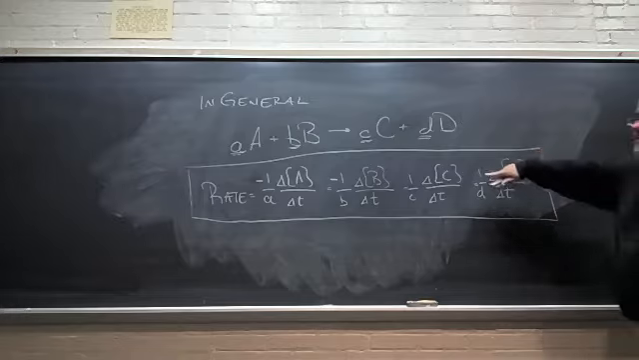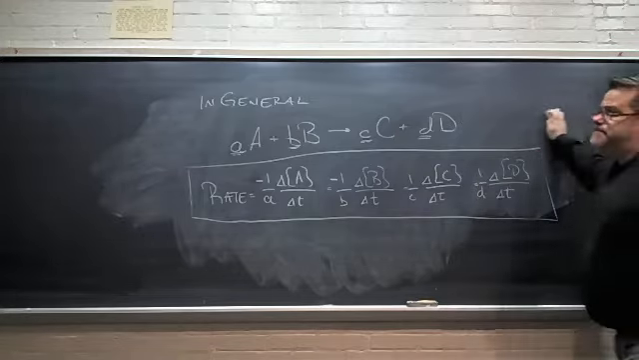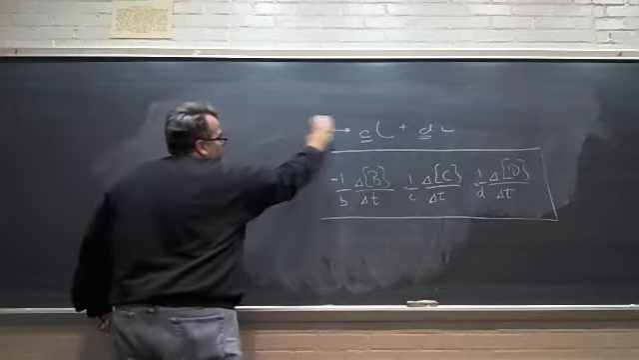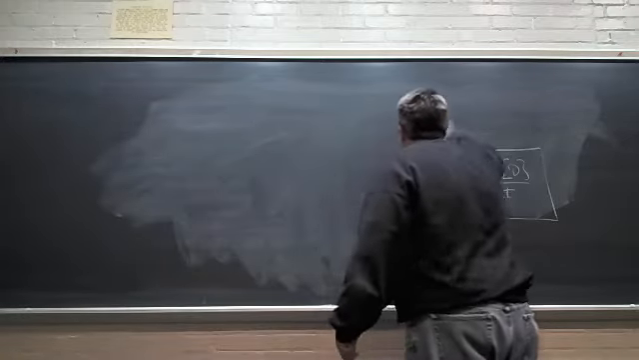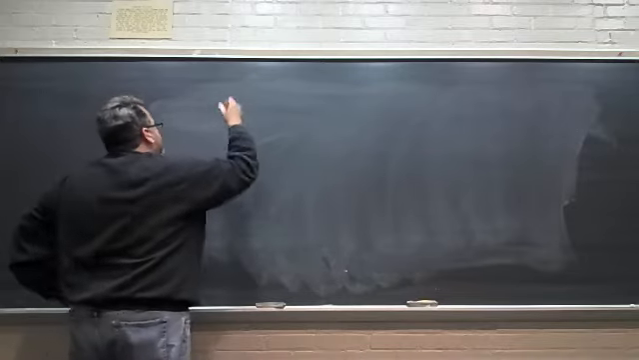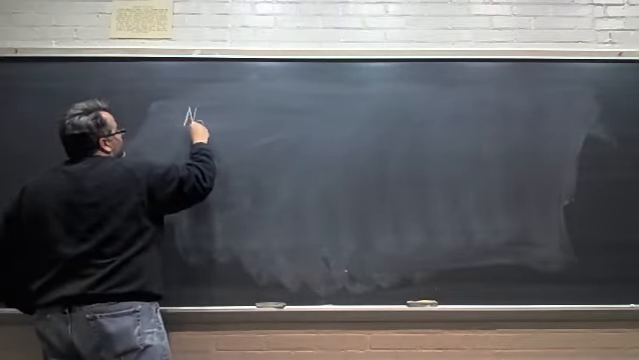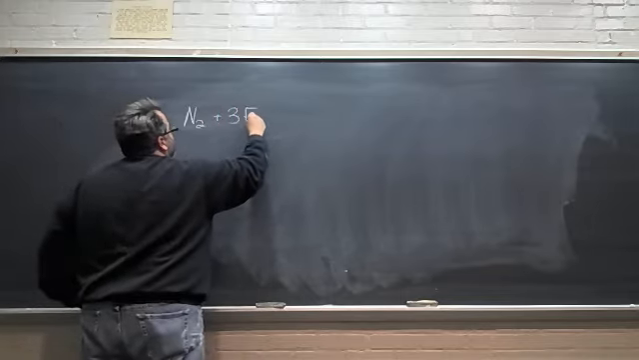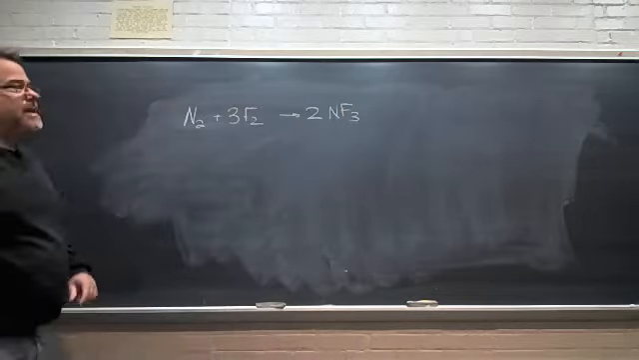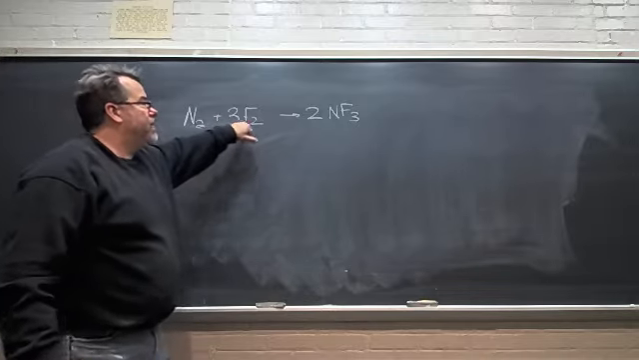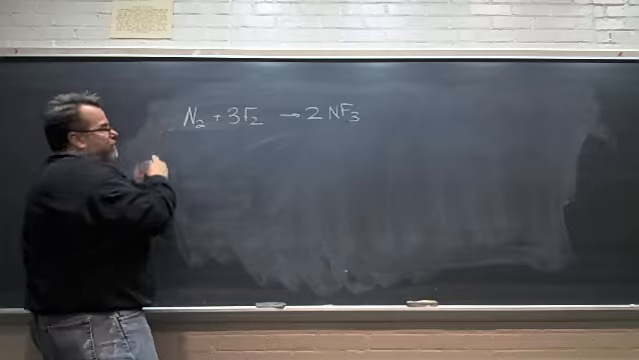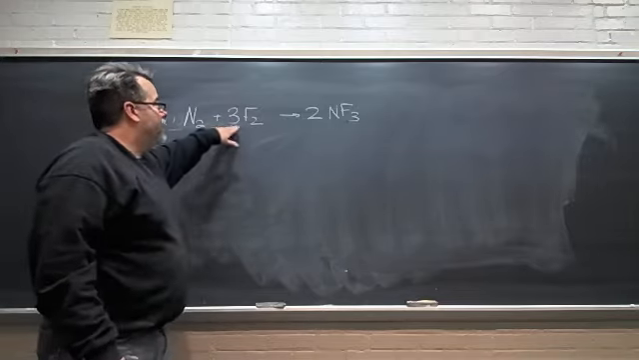Turns out you don't really need to do all of this to look at the rates of change for different species in a reaction. If you've got your balanced equation, then that will really be enough. And let me show you how that works. All right. So let's say we are reacting nitrogen with fluorine to make nitrogen trifluoride. And our stoichiometric coefficients are a 1 here, remember, if you don't put anything there, that's understood as a 1, a 3 here, and a 2 here.